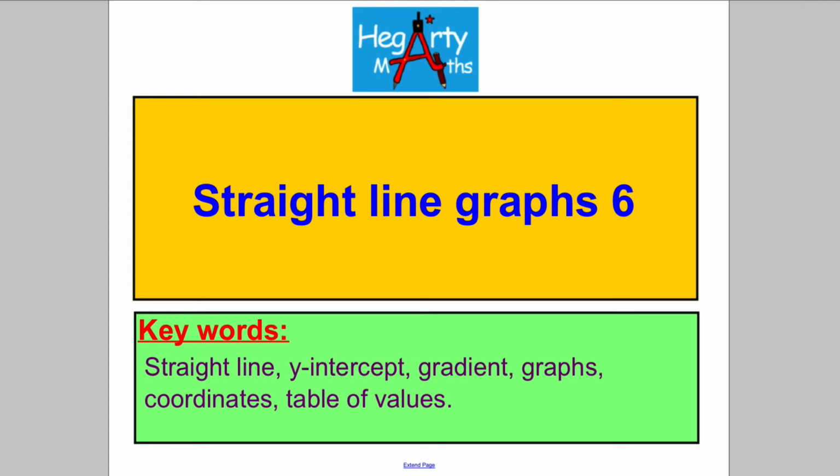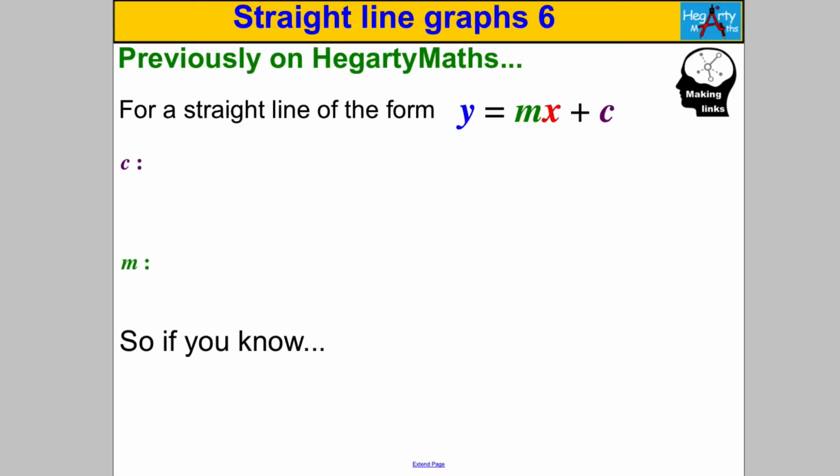It's Mr. Hegarty here, and it's our 6th video on straight line graphs. So just to make sure we are familiar with the terminology and the things I need you to know for this video, if you have a straight line in the form y equals mx plus c, what are c and what are m? Well, hopefully you'll remember that c is what's called the y-intercept. And basically that tells you that the line goes through the coordinates 0 and whatever c is, okay? And m is the gradient.